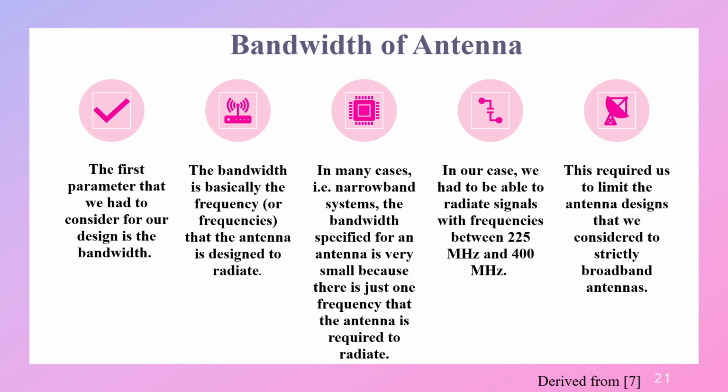Bandwidth. The first parameter that we have to consider for our design is the bandwidth. The bandwidth is basically the frequency or frequencies that the antenna is designed to radiate. In many cases, that is narrowband systems, the bandwidth specified for an antenna is very small because there is just one frequency that the antenna is required to radiate. In our case, we have to be able to radiate signals with frequencies between 225 MHz and 400 MHz. This required us to limit the antenna designs that we consider to strictly broadband antennas.